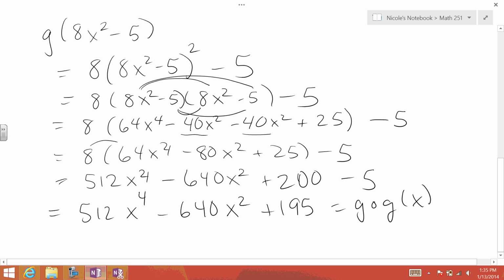And if we look at this, what we did is we took a quadratic and we put it inside another quadratic. So there isn't really any domain restrictions. So the domain should be all real numbers. That's how you do that problem.